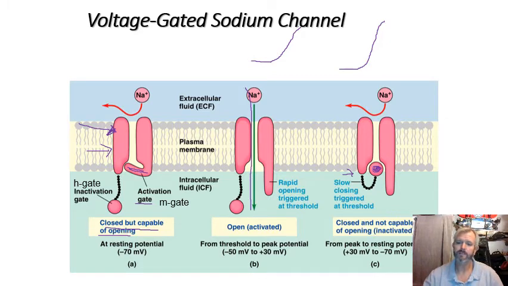Okay, so just going through again, we hit negative 55, we hit threshold, boom, the activation gate opens, sodium rushes in, and then the inactivation gate comes up and stops the rush of sodium in. All right, that's the part that sodium channels play in our action potential. That allows us to get this large depolarization. Okay, that's this state here, and stopping from going up even higher is the effect of the slower inactivation gate coming in and plugging up the channel.